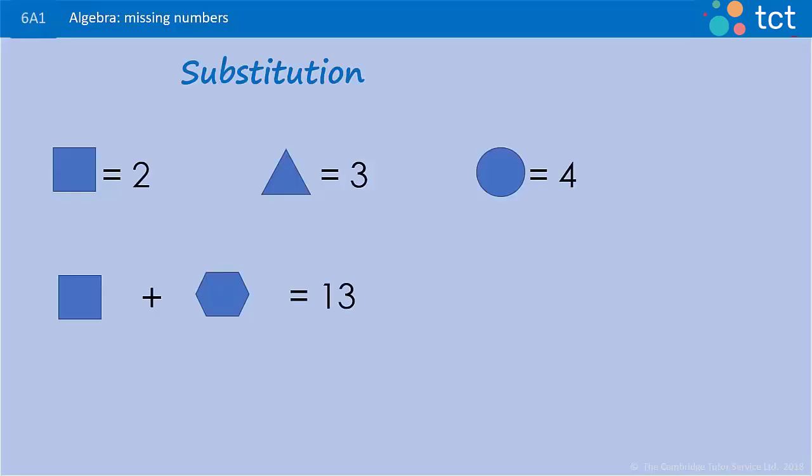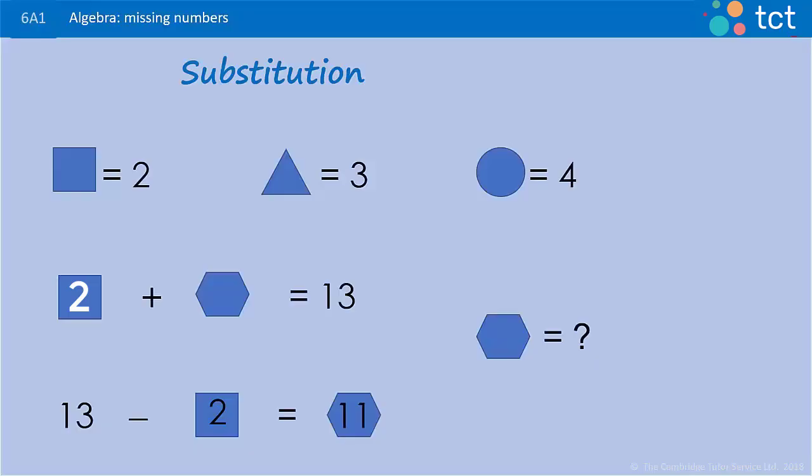For example, we have square add hexagon is 13. We know from the key at the top that the square is worth 2. So 2 add whatever the hexagon is worth gives us 13. We need to find out what the hexagon is worth. We use the inverse operation, so if we know that 2 add something is 13, that means that 13 take away 2 will tell us what that something is, that missing number that's represented by the hexagon. 13 take away 2 is 11, so the hexagon represents 11.